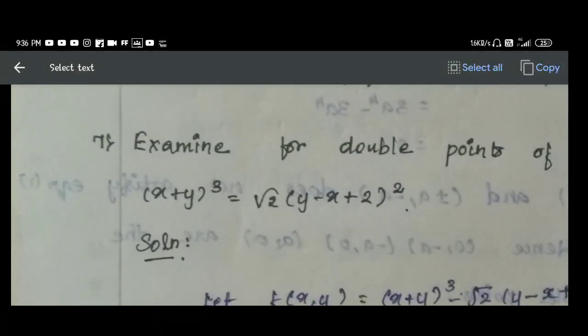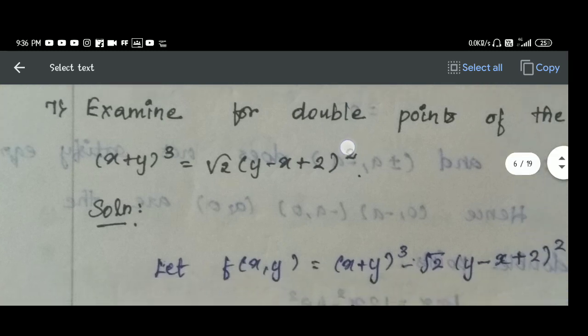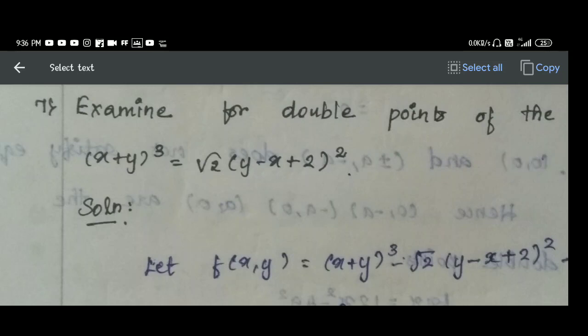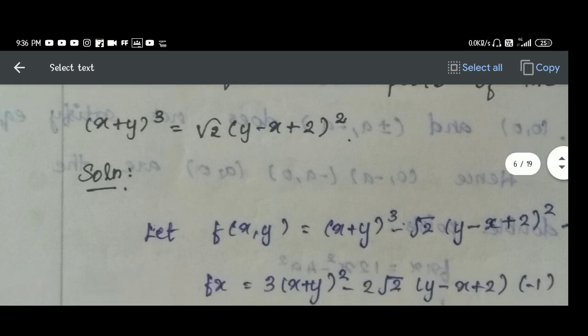Seventh problem we are going to see. Good morning students. Examine for double points of (x plus y) the whole cube equal to root 2 into (y minus x plus 2) the whole square. The given equation is in terms of x and y. Solution. Let f of x comma y equal to (x plus y) the whole cube minus root 2 into (y minus x plus 2) the whole square.